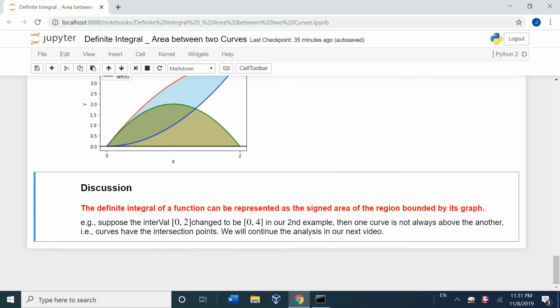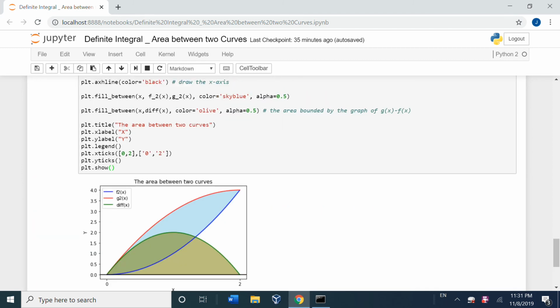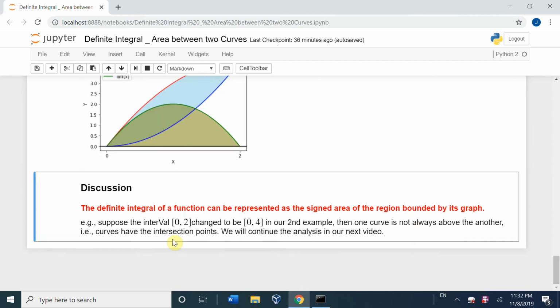So that means if we extend the interval from 0, 2 to 0, 4, then the situation is different. This will be the topic in our next video.